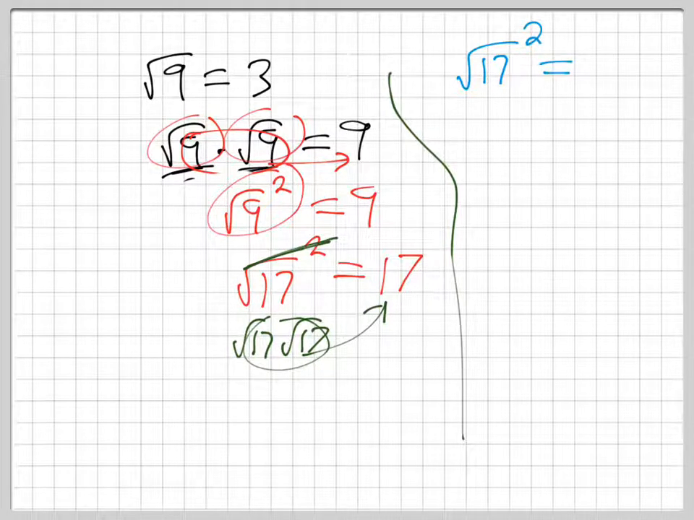So what's the pattern again? What does root 17 squared equal? 17. So when you have something in here with a root and a square, they cancel and you just pop that thing out. Okay. So what's i squared?